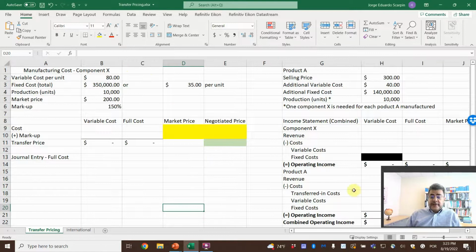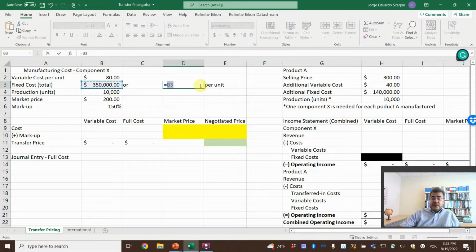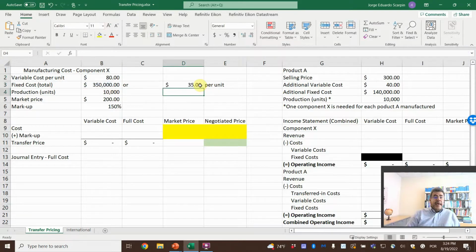So, okay, let's consider here the first one, how to find the transfer price. Let's consider that we are producing the component X. We have the variable cost per unit, $80 or 80 in any currency. Fixed cost, $350,000 per month or 35 per unit. How do we find this 35? Fixed cost divided by production units. And a market price of $200, and we will be adding a markup here for the seller division, 150%.